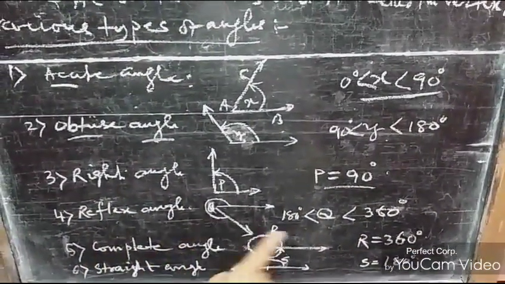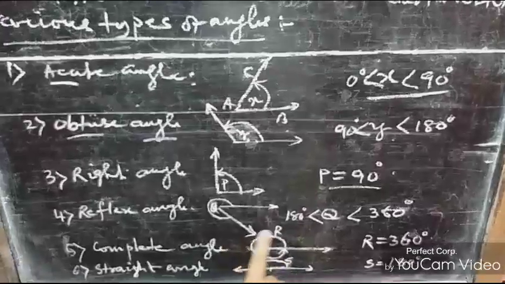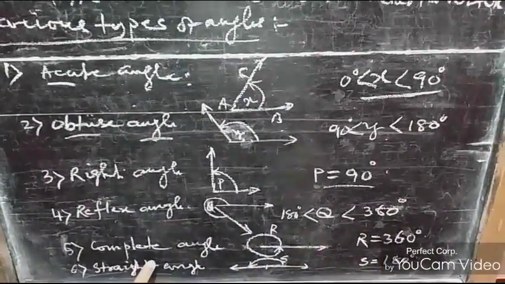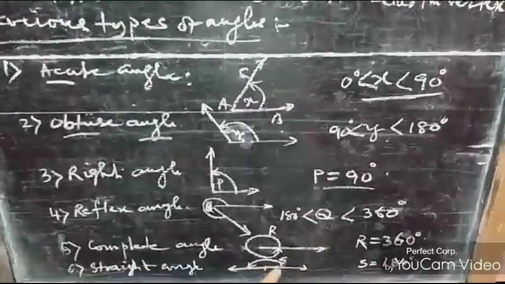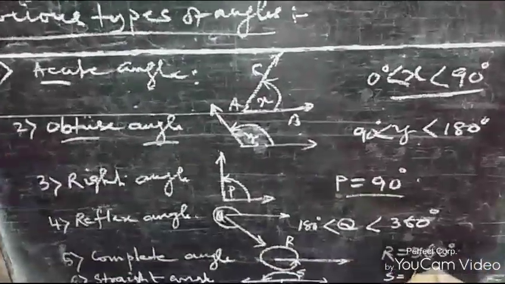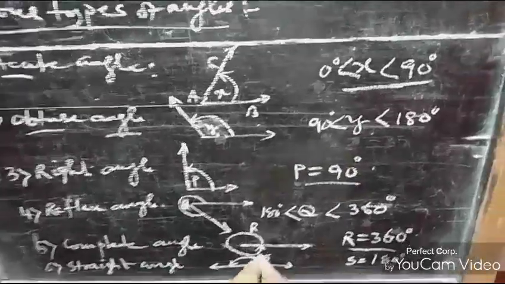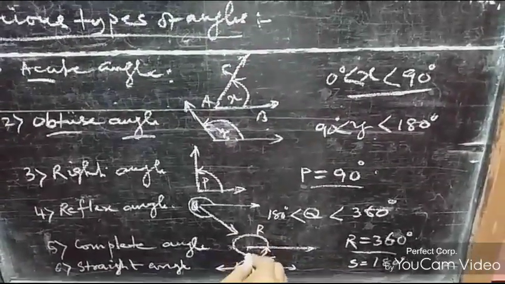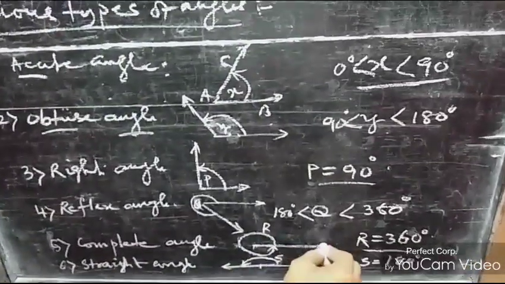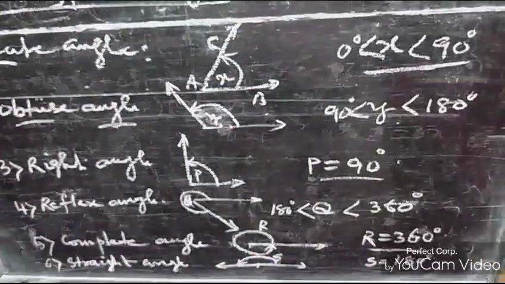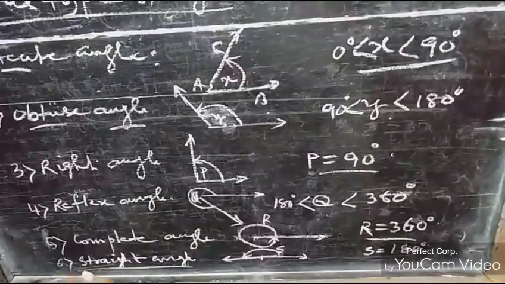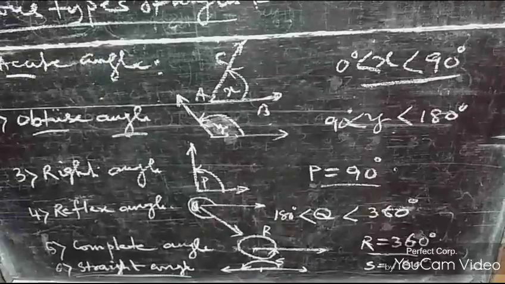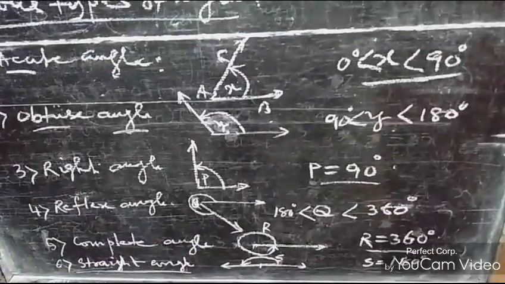A reflex angle is an angle which measures more than 180 degree and less than 360 degree. Then a complete angle actually measures 360 degree. That is actually called the complete angle. This is one complete rotation making an angle. The initial ray and the terminal ray will be on the same ray. And a straight angle is an angle that measures 180 degree. That is actually called the straight angle.